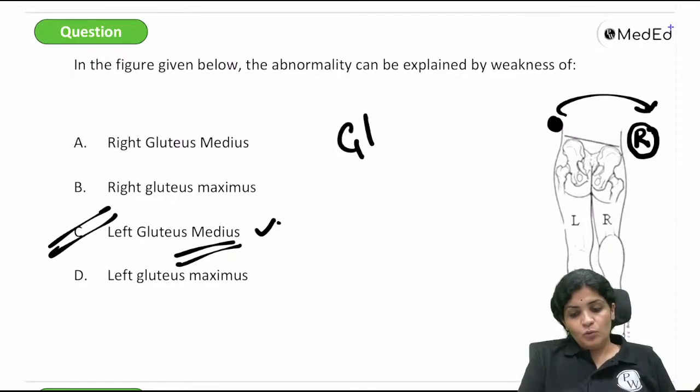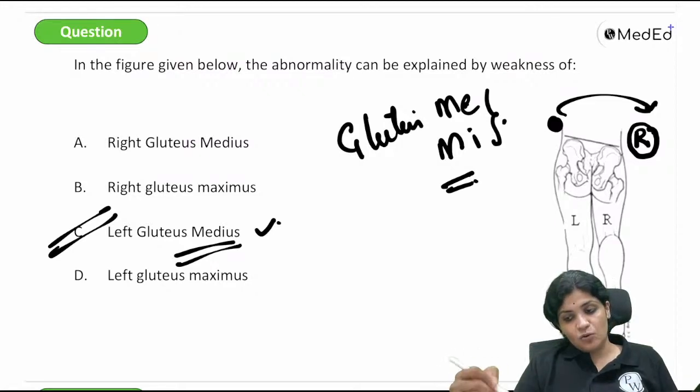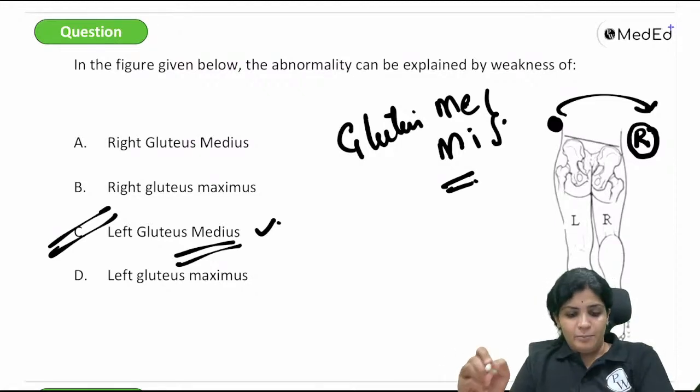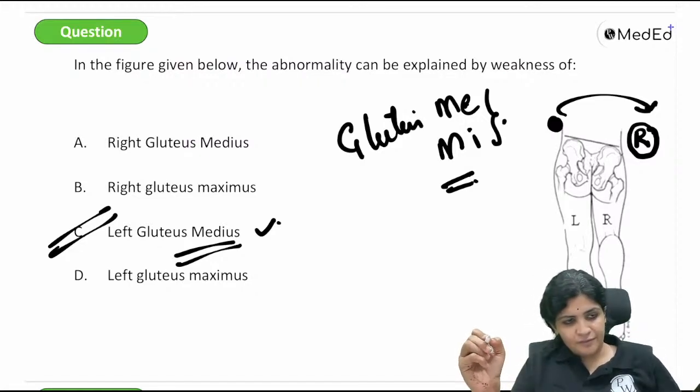So you have to remember two abductors: gluteus medius and gluteus minimus. These two are the important abductors. This is called the Trendelenburg test. So you see a dip on the right side, that means the gluteus medius on the left side is abnormal. Clear everybody? Any doubt in this?